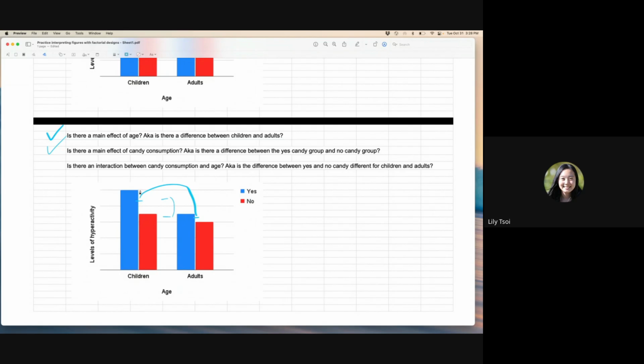So let's take a look at the difference between yes and no for children. The gap looks something like this. And now let's take a look at the difference between yes and no for adults. The difference looks something like this. And what we want to do is compare that difference to this difference. And those two differences are different from one another. So that means that we do have an interaction between candy consumption and age.